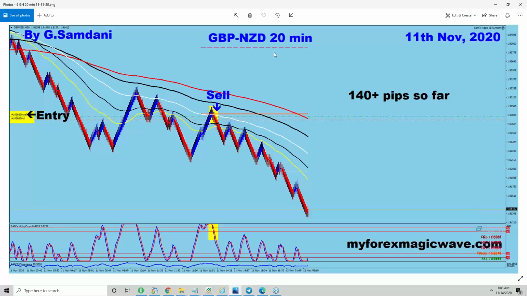So okay, now the next day on the 11th, enough is enough kind of thing, right? And then the retracement started, and the pound Newsy started dropping here. So 140 pip here on the 11th from pound Newsy.